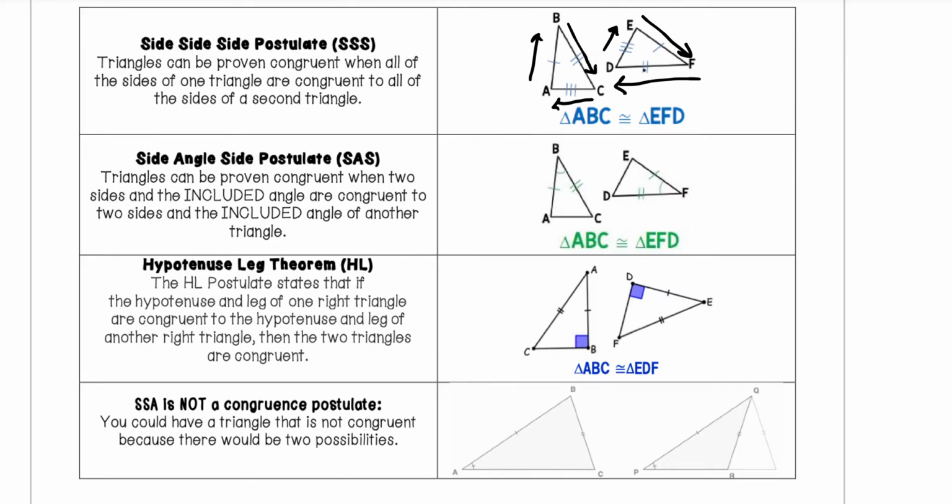ABC would have to go with EFD. We couldn't say ABC is congruent to DEF. So just be careful of what order you're writing these in. And the reason for this would be because all of the sides were congruent. That makes the two triangles congruent to each other.